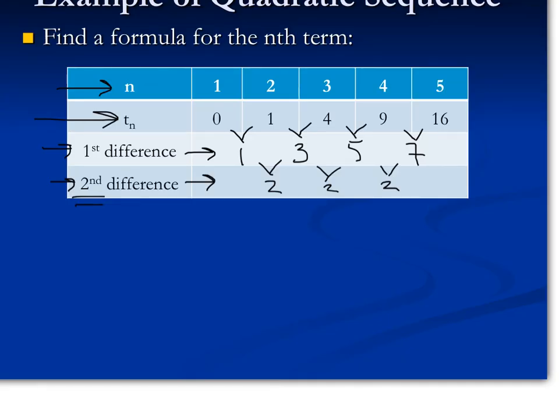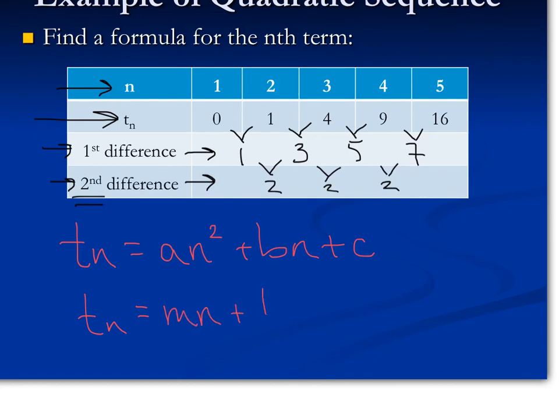Since it's quadratic, I'm going to want to use this general formula: T sub n equals a n squared plus b n plus c. In our linear or arithmetic sequences, we used this general form. We had some slope times n, and then plus some constant. As we saw when we graphed them today, it was basically like y equals mx plus b. So this was the general formula that we were filling out today in class.